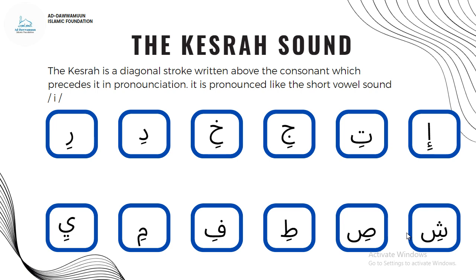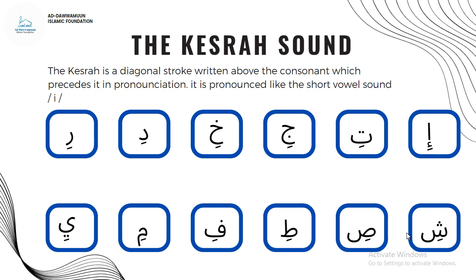So now the first one we have Alif. With Kesrah, Alif is E. Ka with Kesrah is T. Jim with Kesrah is G. Kha with Kesrah is Khi. Dal with Kesrah is D. Ra with Kesrah is Ri. Shin with Kesrah is Shi. Sod with Kesrah is Si. Ba with Kesrah is Ti. Fa with Kesrah is Fi. Mim with Kesrah is Mi. And Ya with Kesrah is Yi. Now I hope that is clear.